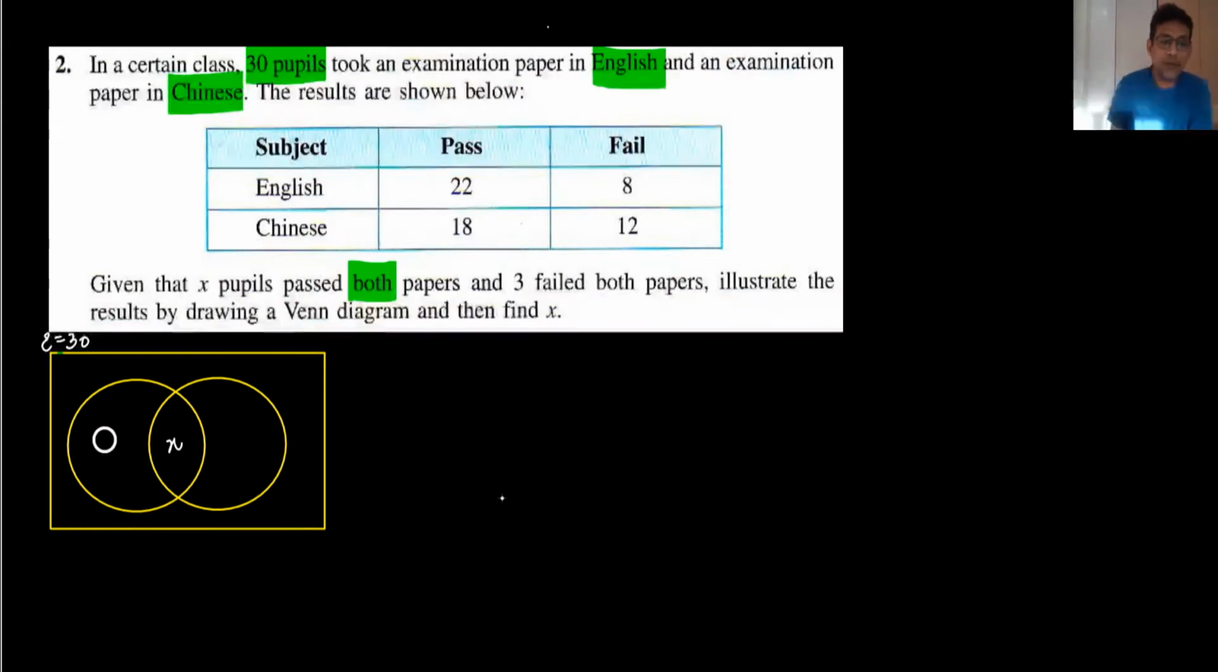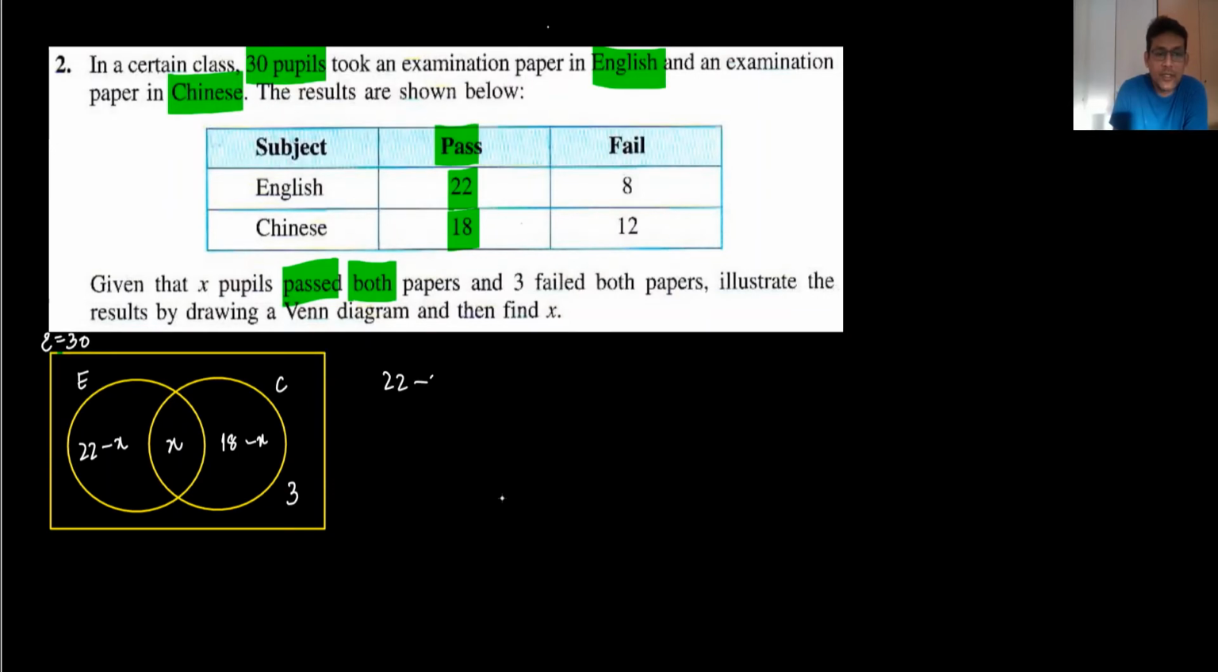This is only English. This is only Chinese, and this is not English or Chinese, and we're talking about the pass, like who passed the exam. This is pass 22 and 18 who passed the exam. Okay, let's see. And we failed both the paper. 3 should be here because they did not pass the paper. Or this is 22. 22 is total English, so I will write 22 minus x. And this I will write 18 minus x. This is a very important part in sets, to draw the Venn diagram and to write all the members.